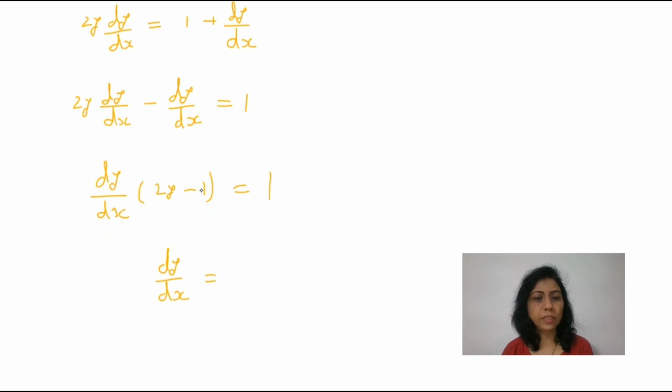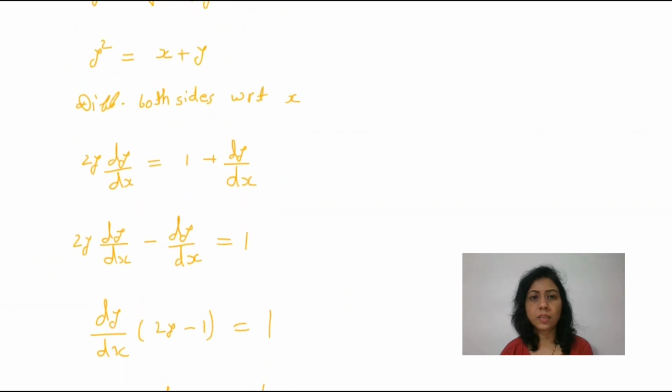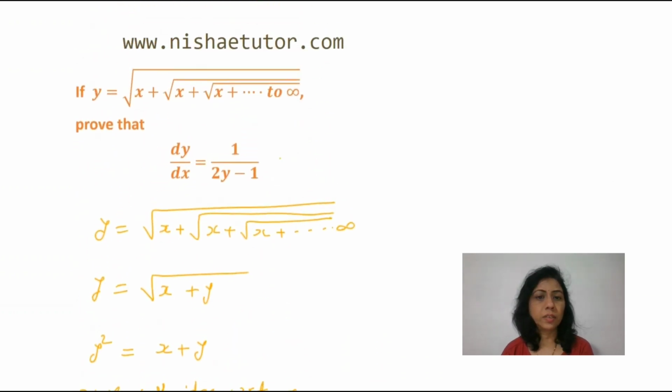We can easily find out dy upon dx. Here 2y minus 1 is multiplied with it, so on the other side we divide. So dy upon dx is 1 upon 2y minus 1, and this is the answer. Exactly, we got this one. So it is a very simple question, but if you have any doubt in any step, please ask me.